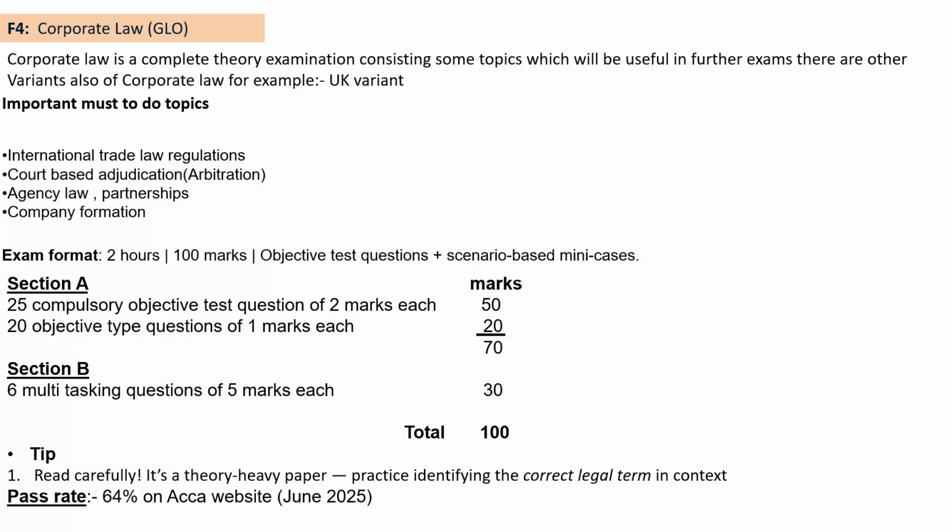Read the questions carefully, it's a theory-heavy paper. Practice identifying the correct legal term in context. Law is very precise. Even some words can change the whole meaning. So understand the context of the question and then answer carefully. The passing rate for this is 64% as per the ACCA website for the June 2025 attempt, which is a very good passing rate.